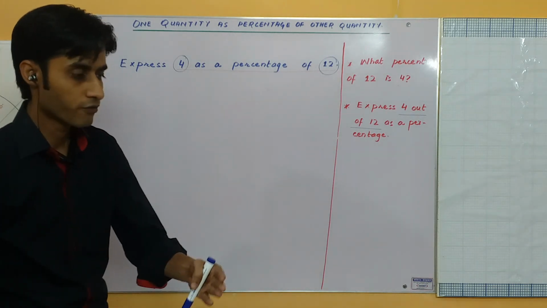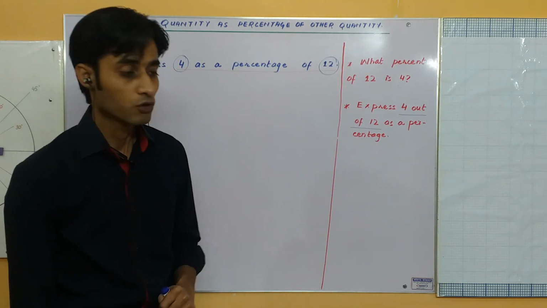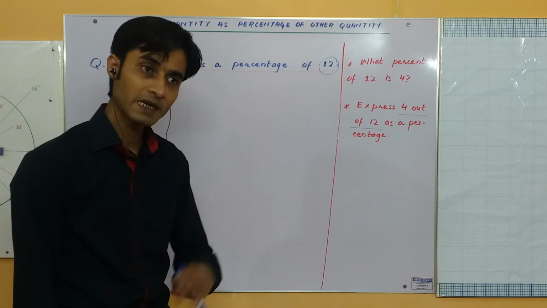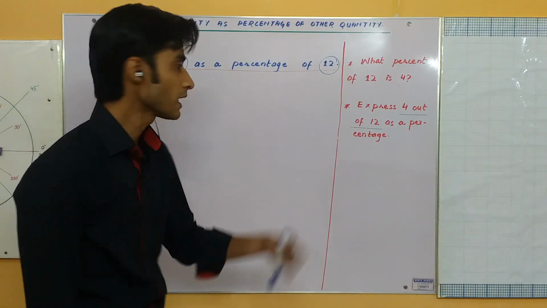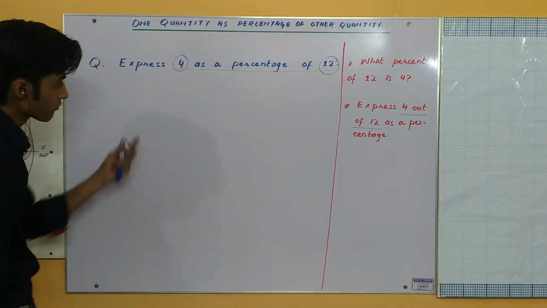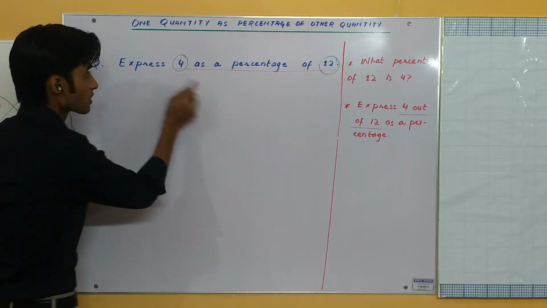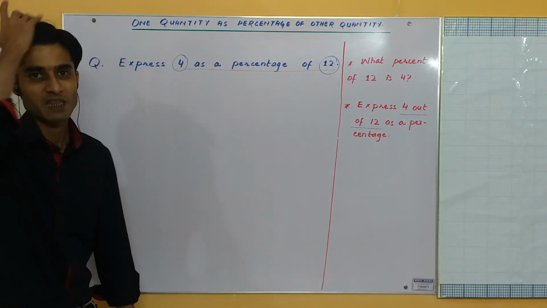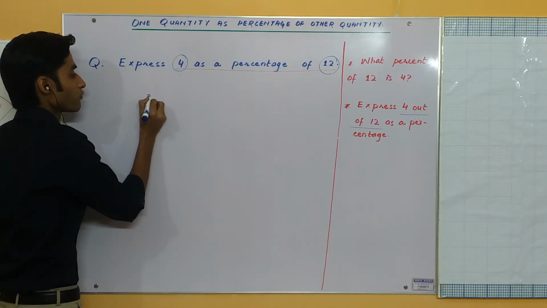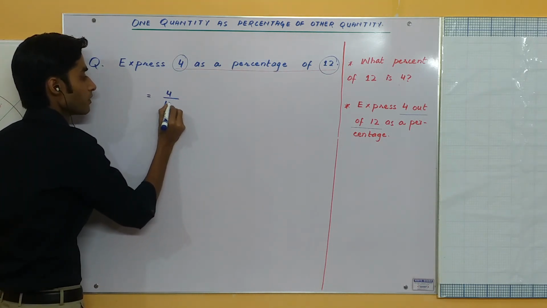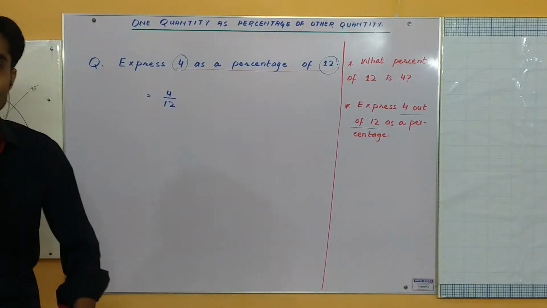For instance, if you give a test of 50 marks and you score 40, what do you say? I have scored 40 out of 50. You never say 50 out of 40. In the same way, 4 as a percentage of 12, most probably they are saying 4 out of 12. So first of all, we need to convert these words into a mathematical form. How can I convert 4 out of 12? I can write 4 out of 12 in this way. This is 4 out of 12.